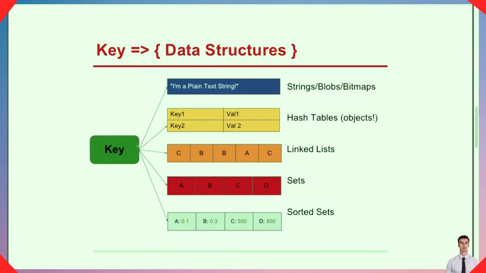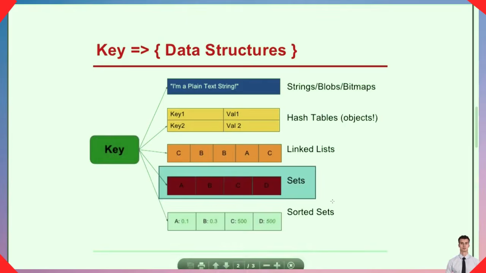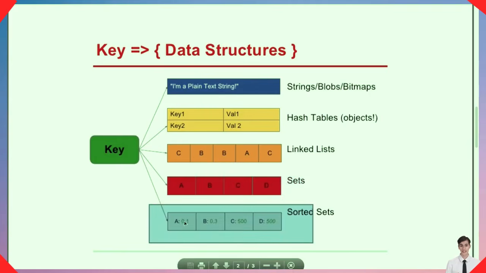For example, here is a key and these are the values. A set only holds the values. For example, here A, B, C, D, but the sorted set also stores a score. For example, the A value has a score 0.1, B value has a score 0.3, C value has score 500, D value has score 500. So the elements inside this sorted set data type are ordered by these values.